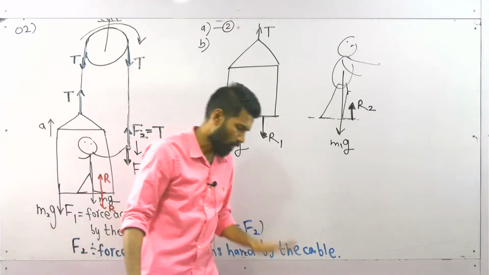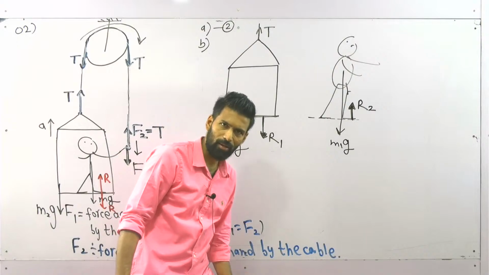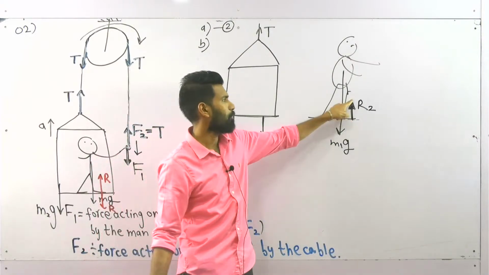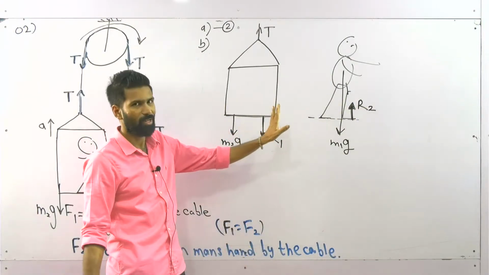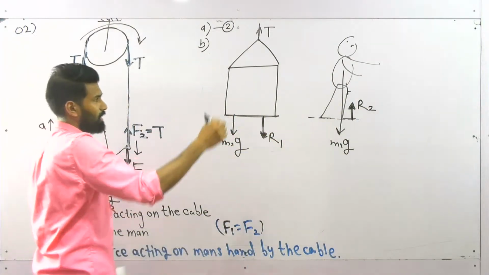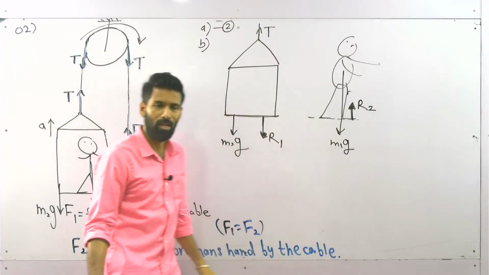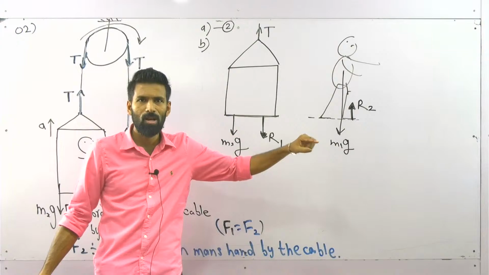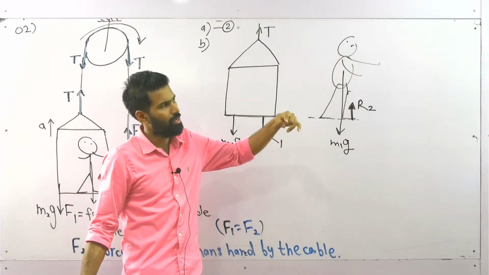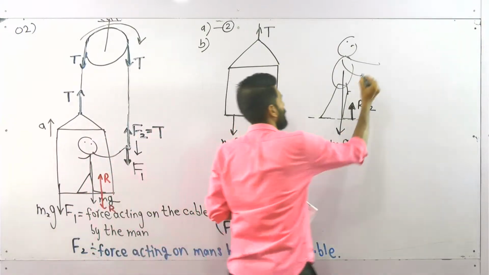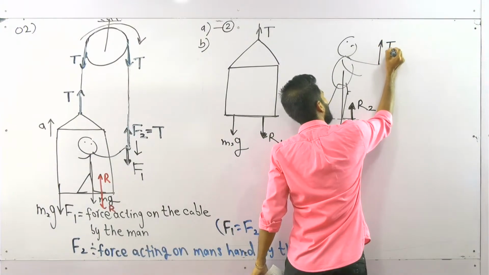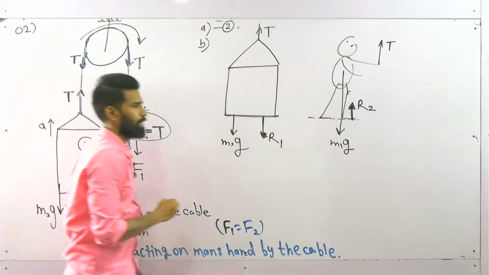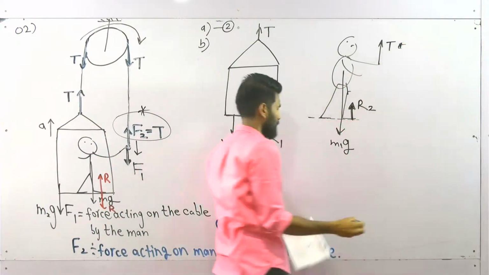The man creates a force downward when he touches the ground from his leg. Due to that force, there's a Newton's third law companion, and it acts on the man upwards, R2. They are equal. We'll discuss that later. And what else? R2, M1G, and what else? He pulls the string downward. Then from Newton's third law, there's a force acting on his hand upward, that tensional force acting on his hand, T. This one. So these are the forces.